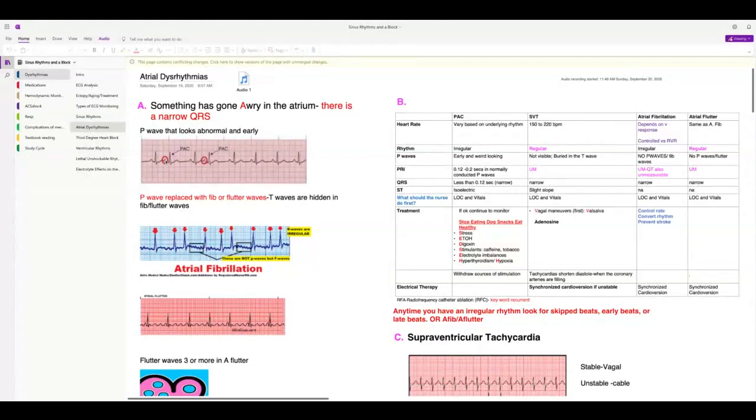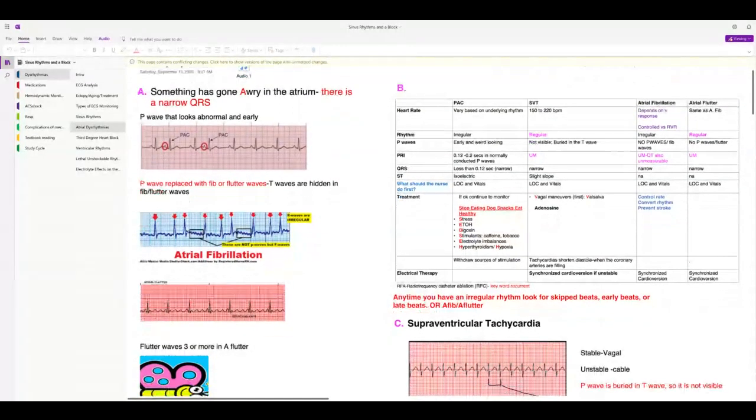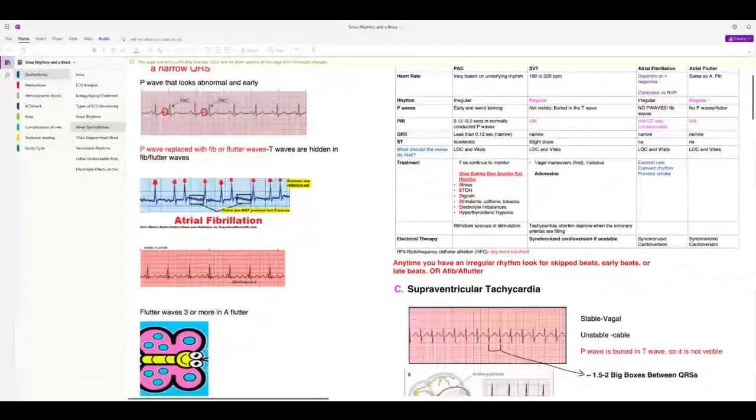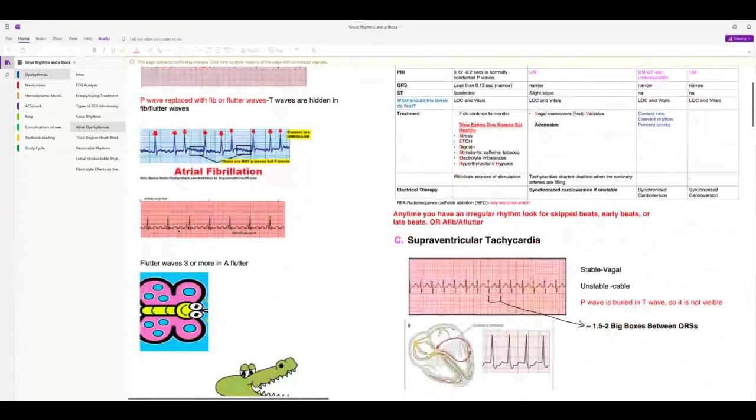All right, so this is a PAC, a premature atrial contraction. So this P right here came early, okay? Or this one, look, this is atrial fibrillation. The P wave is missing. There are no P waves in atrial fibrillation, and it's replaced with fib waves. Here's atrial flutter. Again, the P wave is missing. It's replaced with these sawtooth waves.